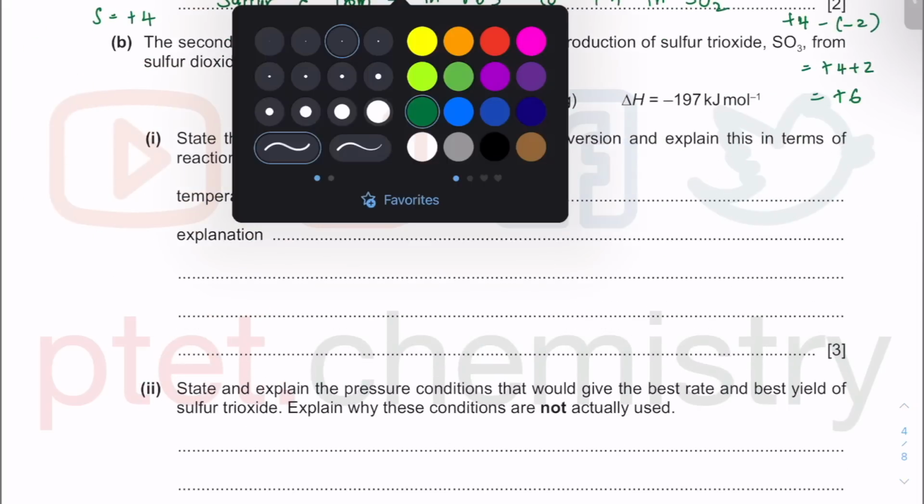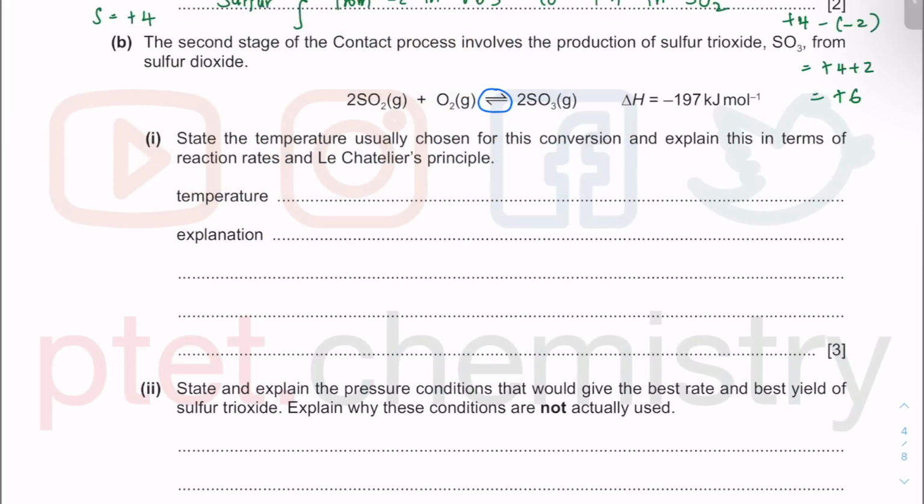Now the next bit is basically about this equilibrium. As I did mention, there is one step in the contact process somewhere along the way to produce your H2SO4, sulfuric acid, where you need to go through this reversible reaction. So state the temperature usually chosen. Typically it's around 400 degrees Celsius or 500 degrees Celsius. Around 400 to 500 would be alright.